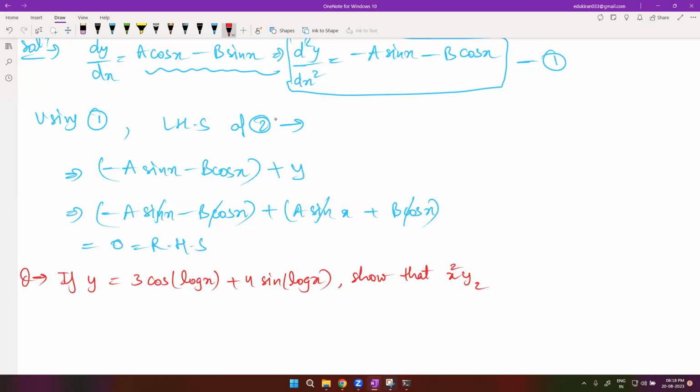This is x square y2. What is y2 here? Can someone tell me? What is y2 here? Y2 is d2y by dx square, and y1 is dy by dx. Y2 and y1 can be used, right, in terms of d2y by dx square and dy by dx.